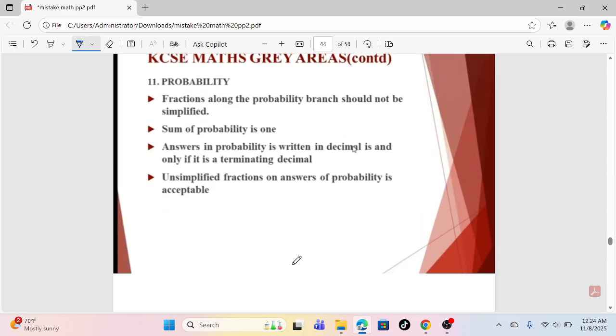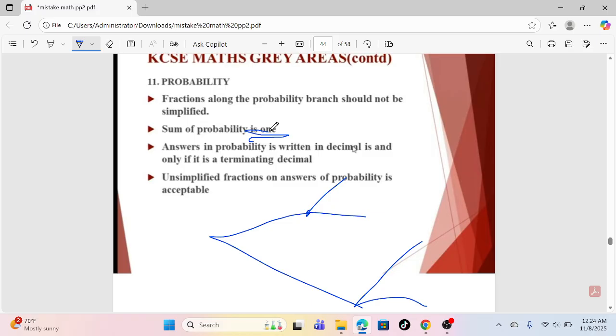Probability. Fractions along the probability branch should not be simplified. Ufai kusimplify. Branches wakati unatumia nini? The tree diagram hivi. Hii usisimplify tafadhali. Because to simplify it will give you the wrong answer. Sum of the probability is 1. Hivyo unafaa ujue tu. All the sum of the probability must be inakupatia nini?